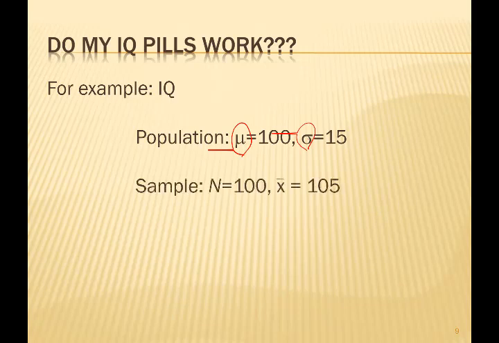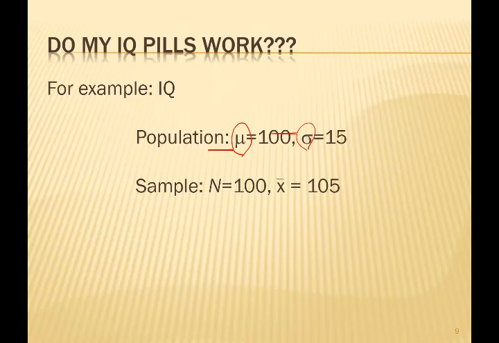So here's information about the sample. Let's say that I was able to collect 100 brave souls to be in my study and take my IQ pills to be tested to see if the pills work. So after a duration of time of taking this IQ pill, let's say that my sample mean came out to be 105. So we know that the population mean is 100.